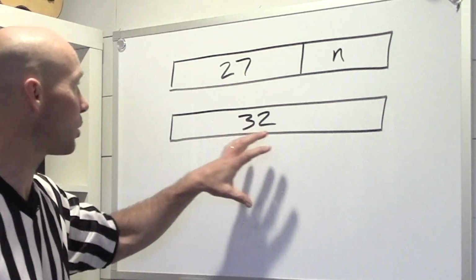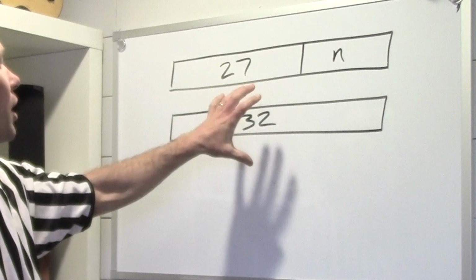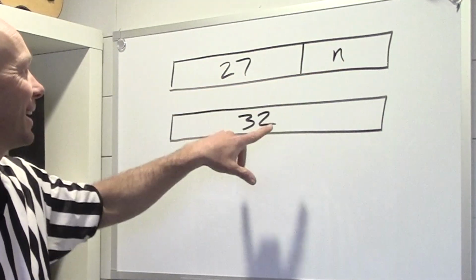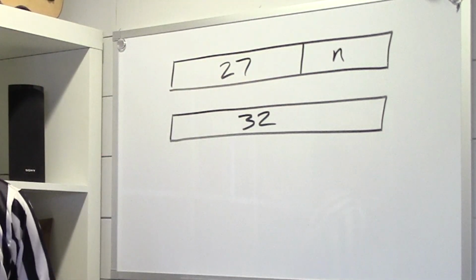Welcome back. All right, so you pause the video and we're back. 27 and n is the same as 32. How did you write that?